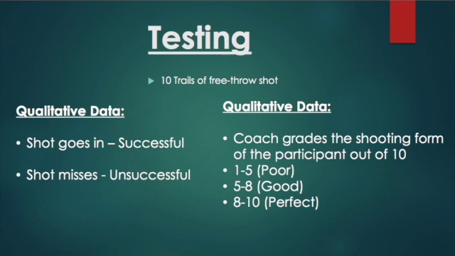Our measurement of performance and learning is to tally up the number of successful free throw shots in a pre and post test. This is an example of quantitative measurement. For qualitative data, we've decided to measure how the shooting form looks as the participant shoots the free throw. So anywhere between 1 to 5 would be graded as poor. Anything from 5 to 8 would be graded as good, and anything from 8 to 10 would be graded as a perfect shooting form.